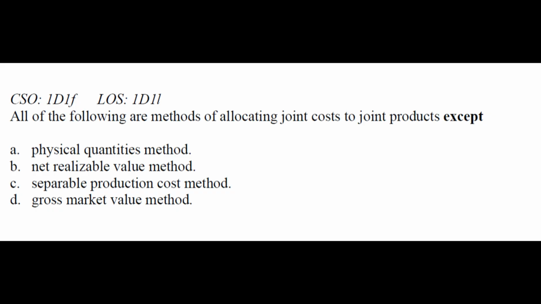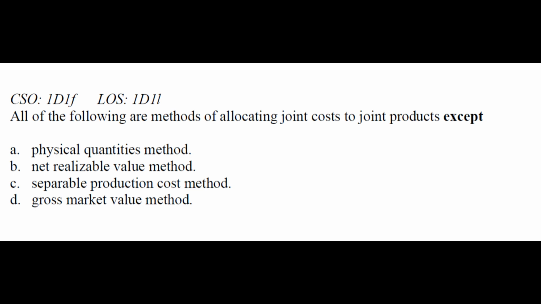C. Separable production cost method. Correct. This is not a joint cost allocation method. Instead, separable costs are additional costs incurred after the split-off point for further processing. These costs are assigned directly to individual products, not used to allocate joint costs.